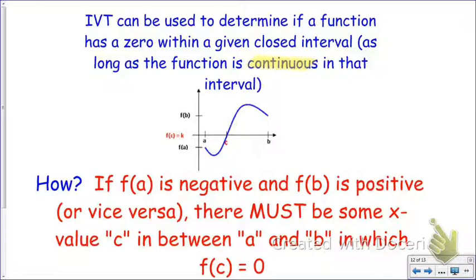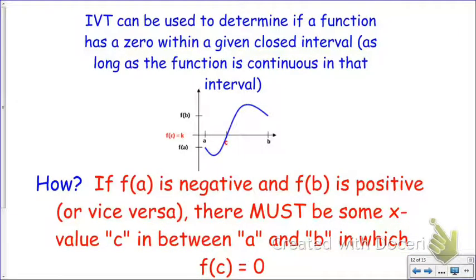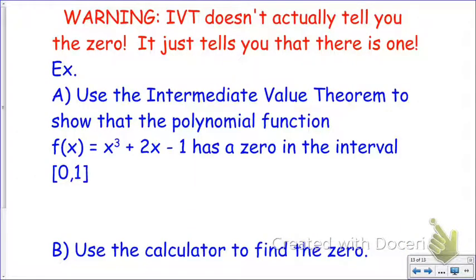So it says there must be some x value, c, in between a and b, for which f of c is equal to 0, where we have a 0. For this particular function, the 0 occurs right there. Now, this serves as a warning. The intermediate value theorem only tells us that a 0 exists in between those values. It does not tell us what the actual 0 is.